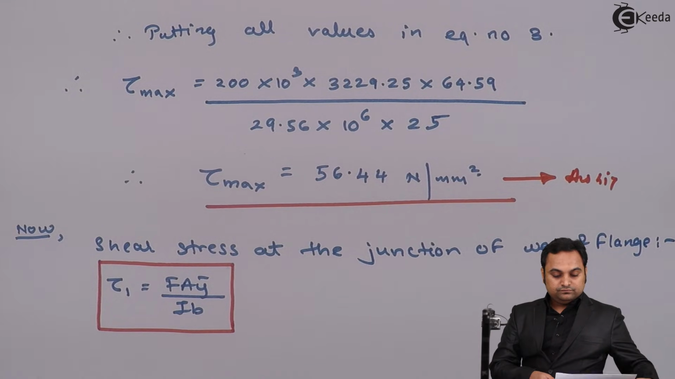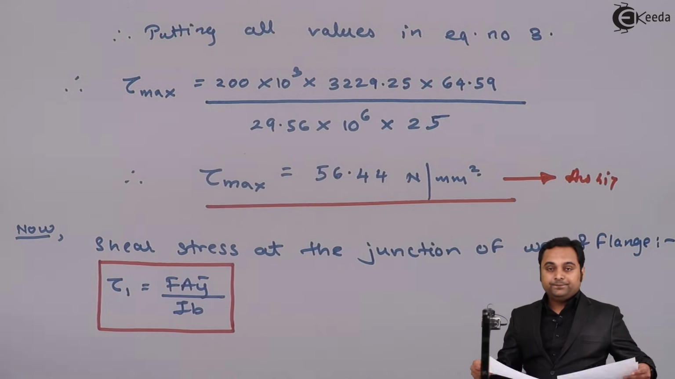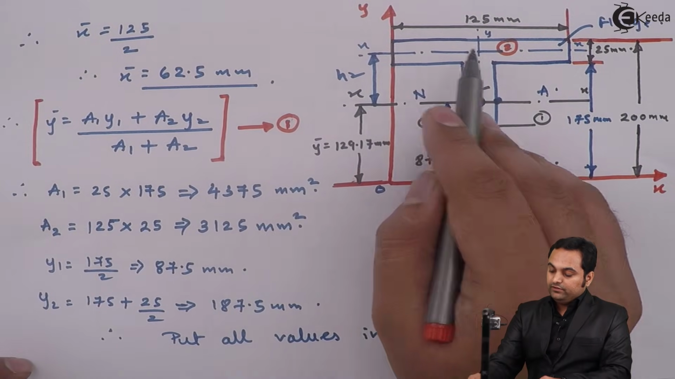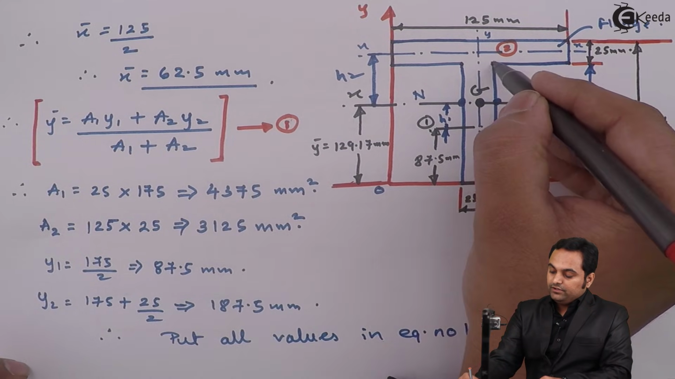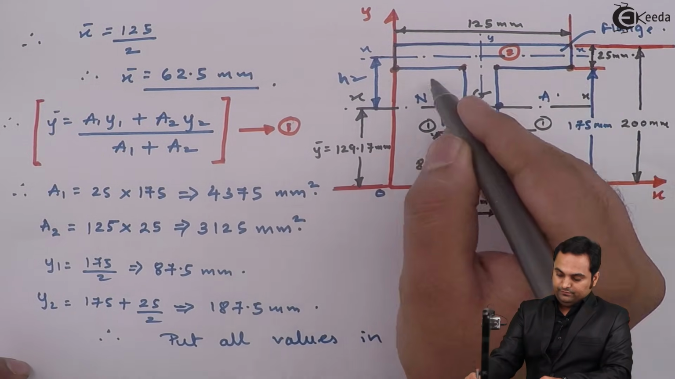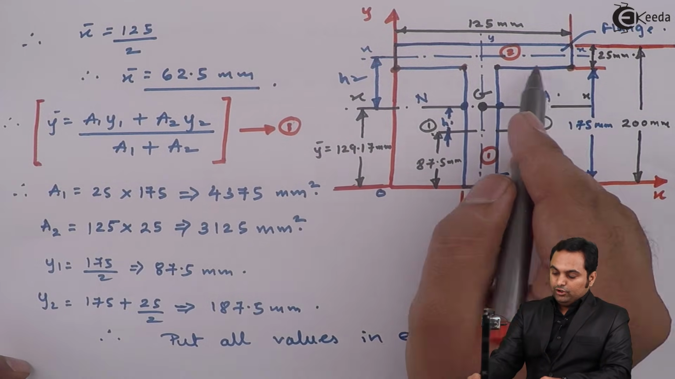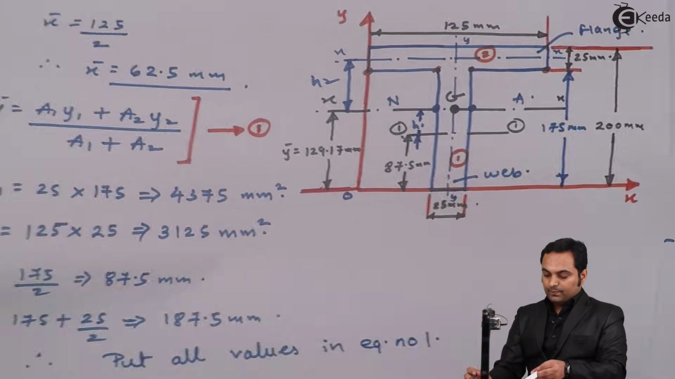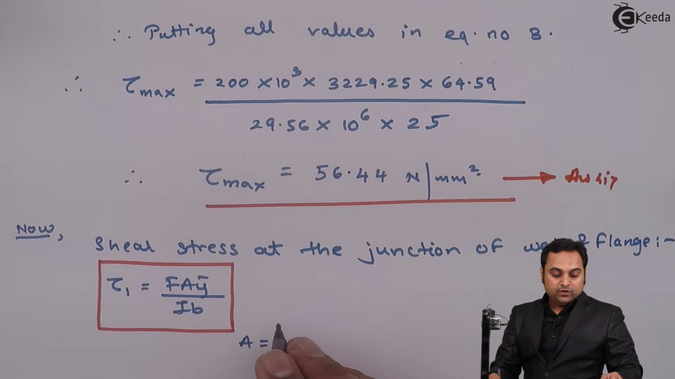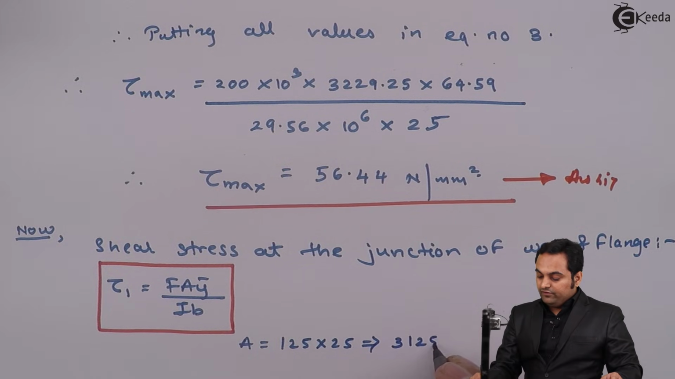Now, in this case, since I am calculating the shear stress at the junction of flange and web, where the flange and web are meeting, here is the junction and even here I can say that this would be the area. So the area I have to take is the area of the flange and not the area of the web. So I'll say that here A is equal to 125 into 25, which is 3125 mm square.